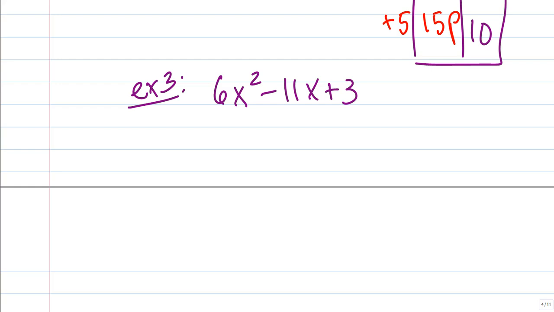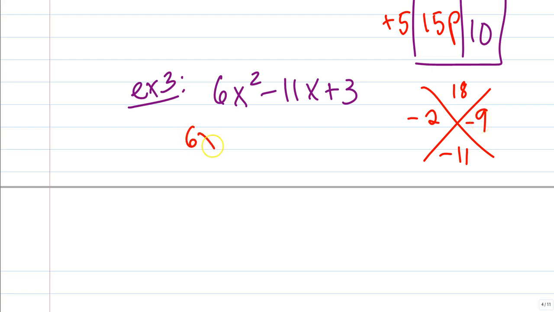6x squared, 11x plus 3. What's our AC? 18. Our 11 in the middle. What makes 18? 1 and 18. How about 2 and 9? To make a negative 11, they'd have to both be negative. So I've got 6x squared. I'll have people ask me, does the order here matter? Could I put minus 2 or minus 9 or minus 9, minus 2? It doesn't matter.